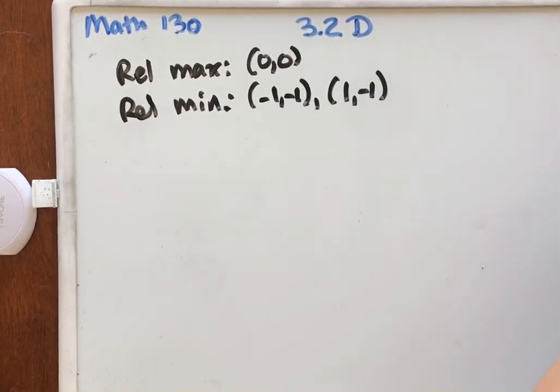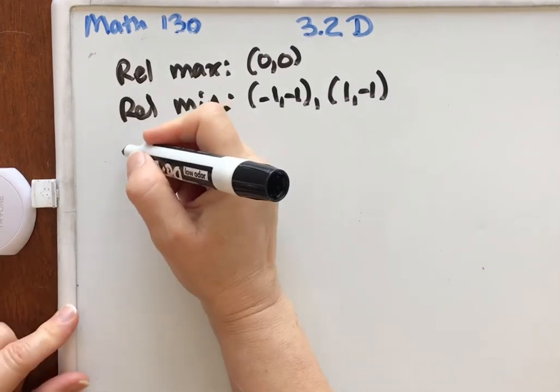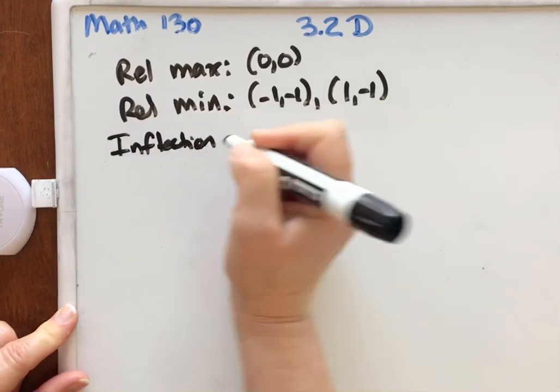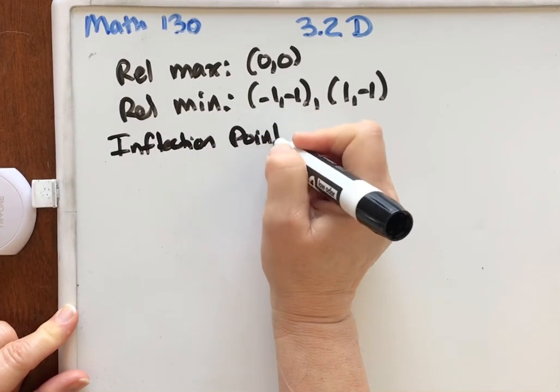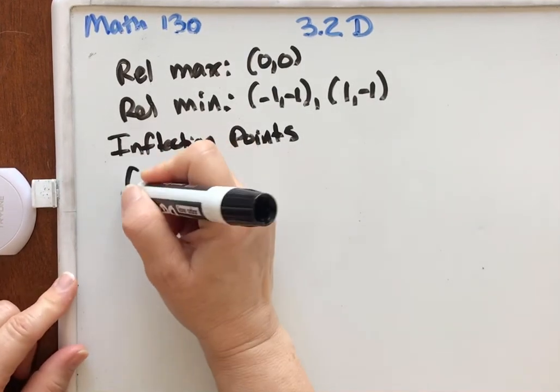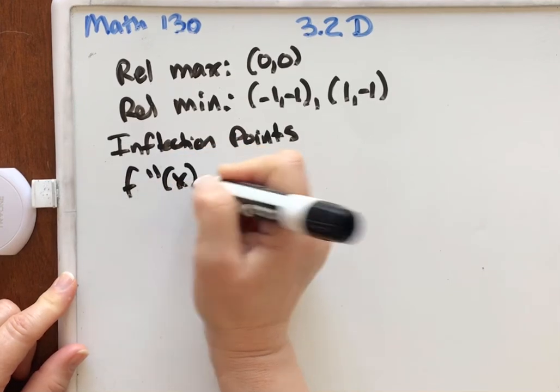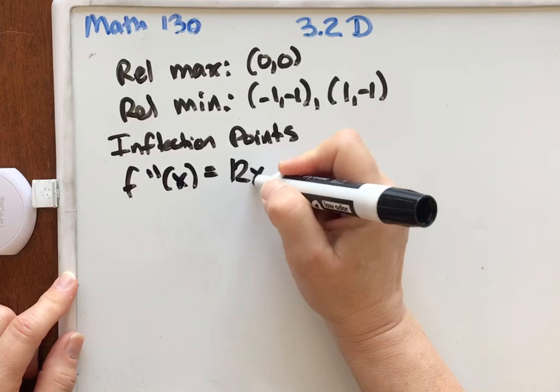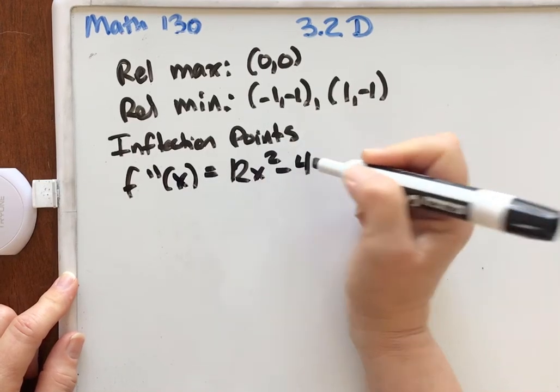Okay, let's go further. Now we want to know where the inflection points are. So for inflection points, is there going to be more than one? We're also going to be looking at concaving up and concaving down. So we're going to take the second derivative. Second derivative is 12x squared minus 4.